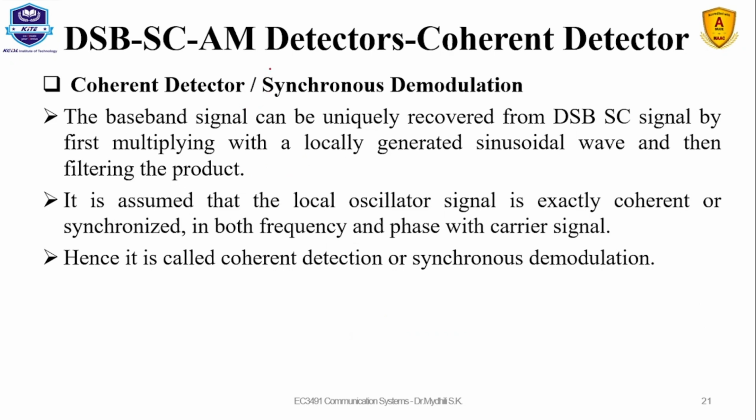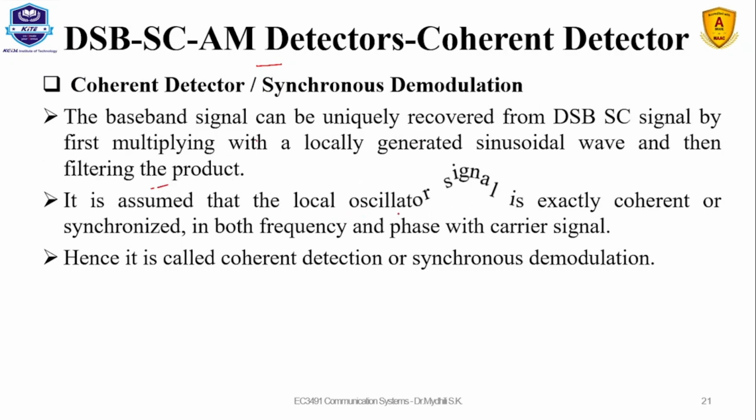Now coming to the detector part, we have two types of detectors. Here the detection process is explained with respect to coherent detection, followed by the Costas loop receiver. Now we will see the coherent detector first. The coherent detector, or synchronous demodulation, is explained here. The baseband signal can be uniquely recovered from the DSB-SC signal by first multiplying it with a locally generated sinusoidal wave and then filtering the output product.